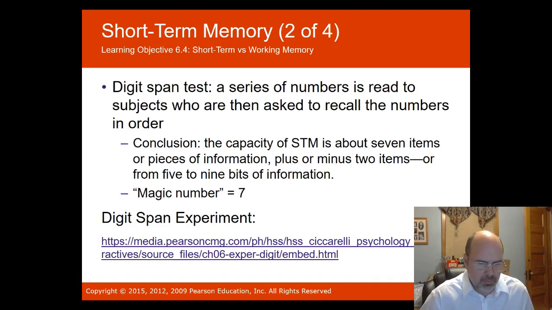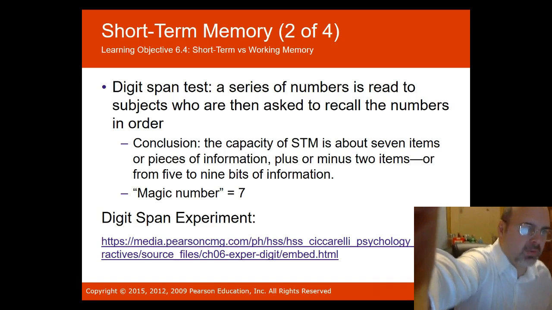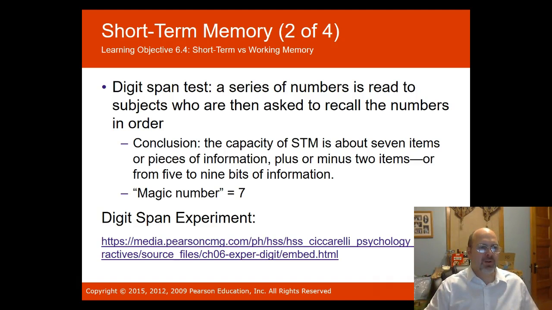Next is the digit span test. George Miller came up with this in 1956, and he came up with a series of numbers. It's read to subjects who are then asked to recall the numbers in order. What he found out is short-term memory is limited to about 7 items or pieces of information, plus or minus 2 items, from 5 to 9 bits of information. So in other words, how many items can we recall in one sitting? The magic number is 7.